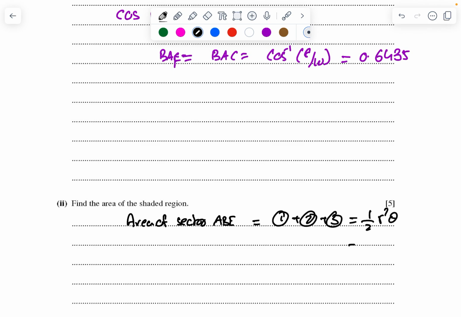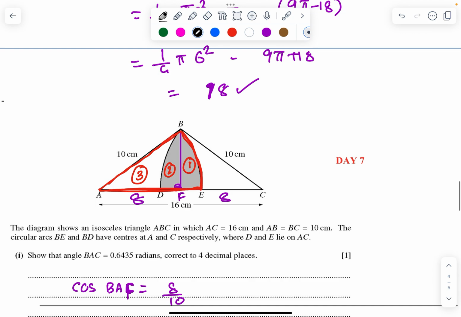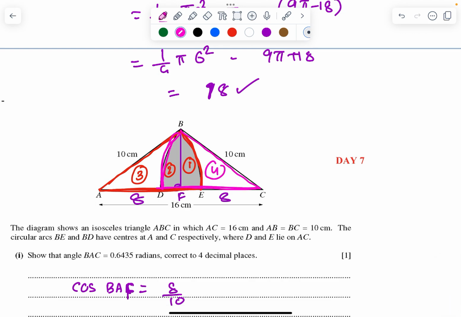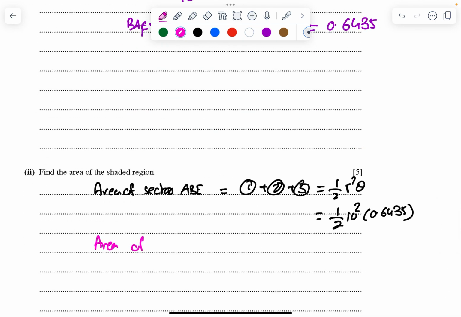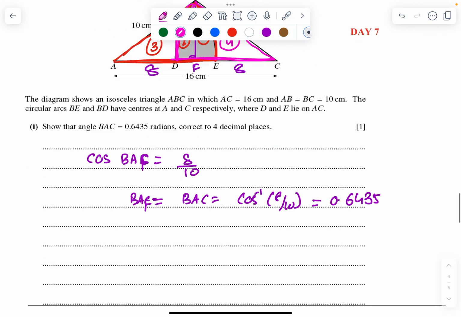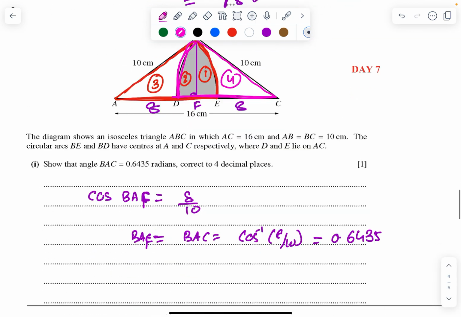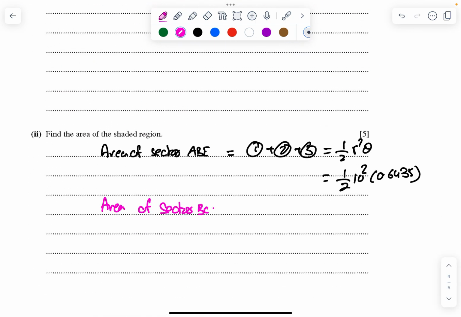Half r square theta, half 10 square theta, where theta is 0.6435. Next, I will be finding the area of this sector, which is 1 plus 2 plus 4. Area of sector, what is that sector? BCD. 1 plus 2 plus 4. This is also equal to half r square, and the same angle, because it is an isosceles triangle, 0.6435.